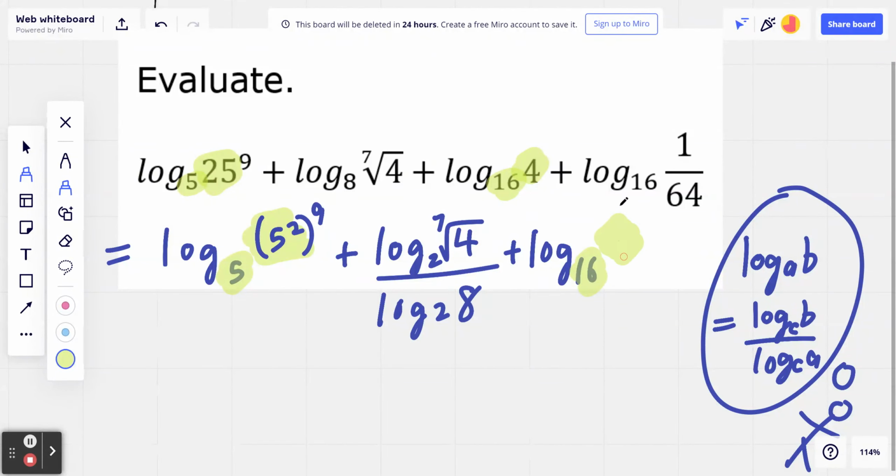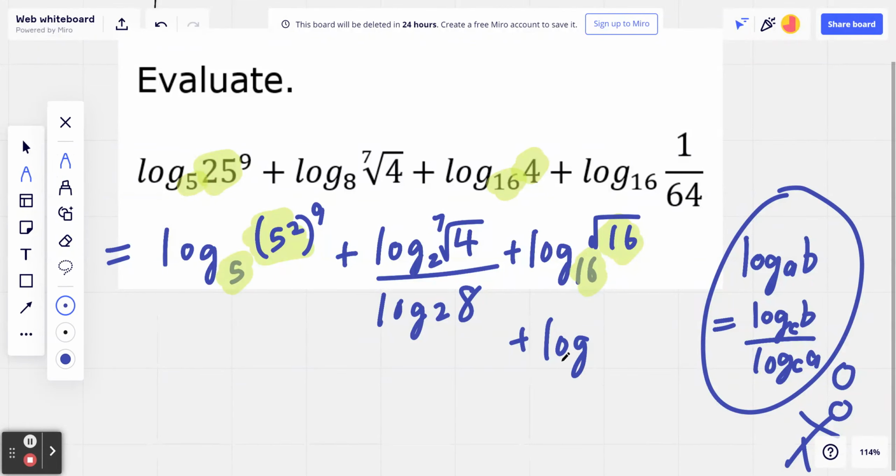Instead of thinking 4, we write this as a power of 16. Think of it as the square root of 16, which basically is 4. Same idea. I'll put it down here. If you think about log base 16 of 1 over 64, 64 and 16, you've got to rewrite this with a common base.